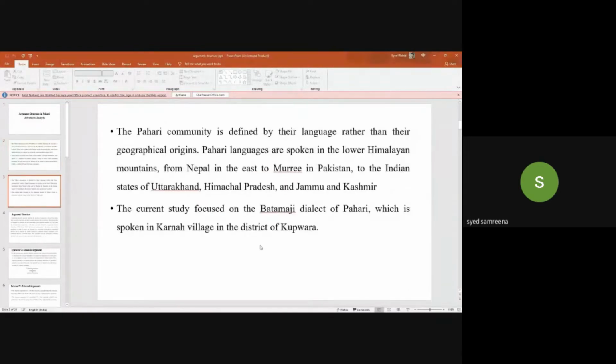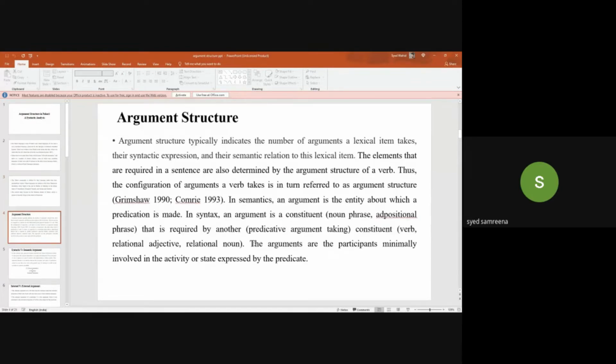The Pahari community is defined by their language rather than their geographical origins. Pahari languages are spoken in the lower Himalayan mountains from Nepal in the east to Murree in Pakistan, to the Indian states of Uttarakhand, Himachal Pradesh, and Jammu and Kashmir. The current study focused on the Batamaji dialect of Pahari, which is spoken in Karna village in the district of Kupwara. Argument structure. Argument structure typically indicates the number of arguments a lexical item takes, their syntactic expression, and their semantic relation to this lexical item.